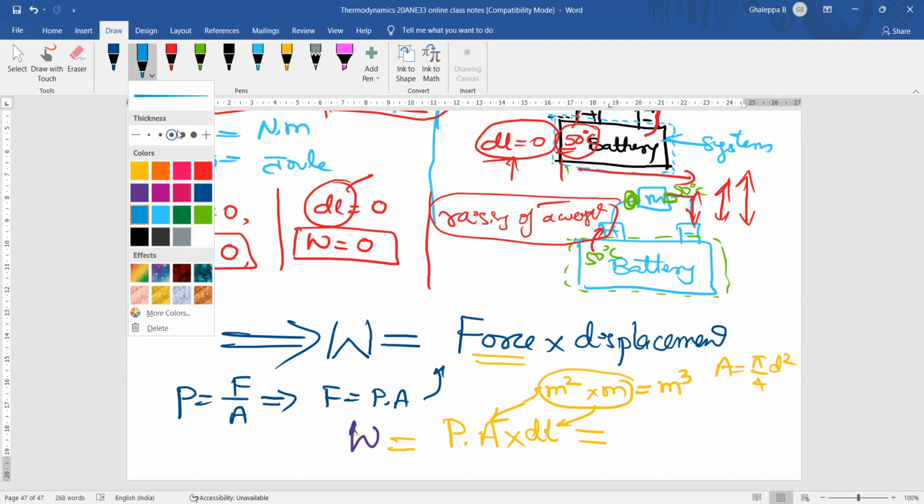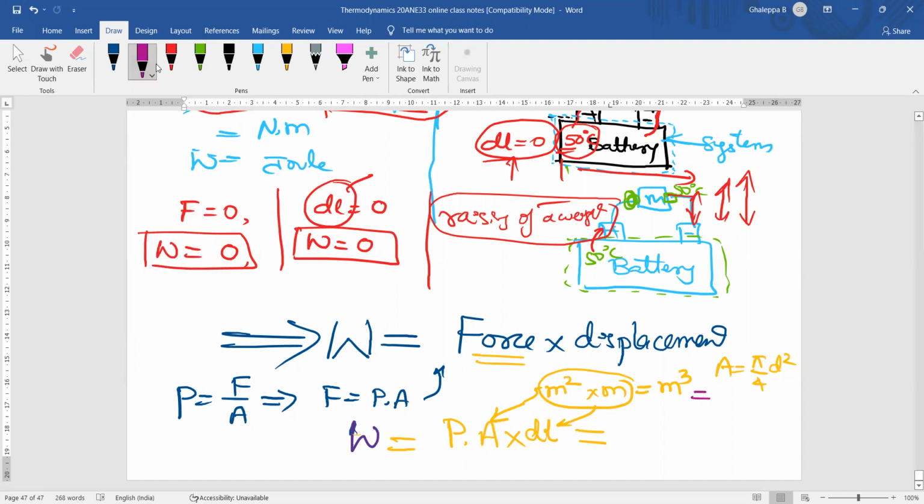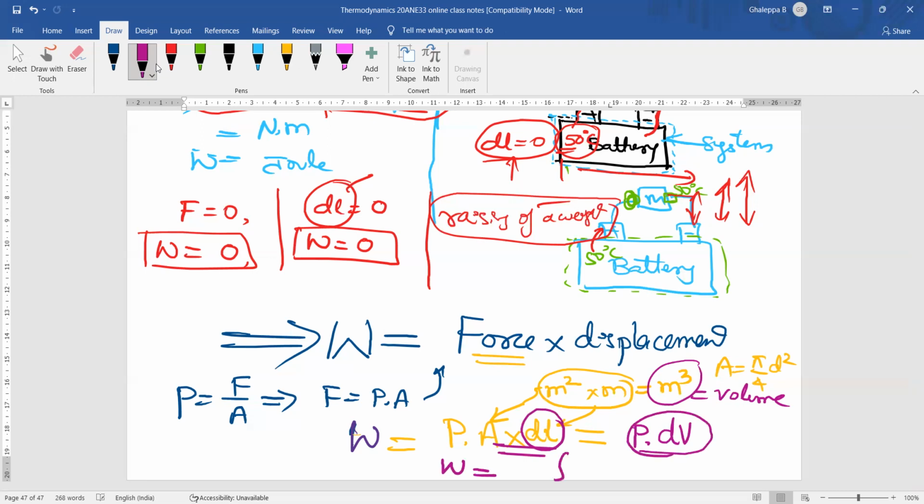Meter cube is a unit of volume. So in place of these two, I can write P into volume. But here it is a change in length, so I will write change in volume. This is the formula you must remember for solving numericals. So PdV is there. I will write integration from 1 to 2 of PdV.